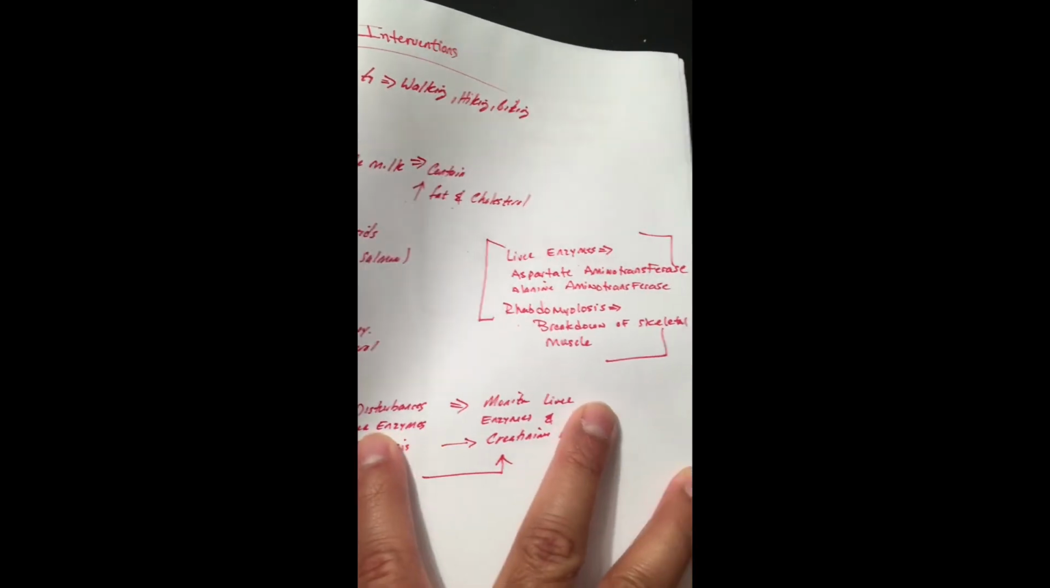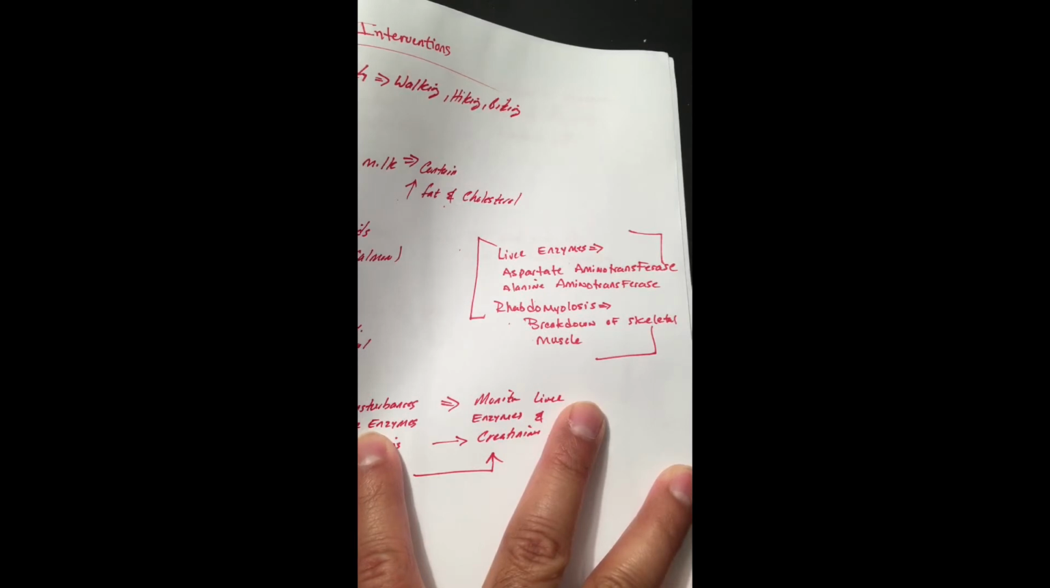And what exactly do you want to look at? Well, the liver enzymes that you want to focus on are aspartate aminotransferase and alanine aminotransferase. Again, if you see elevations in these, that indicates that the liver is becoming affected. So again, you must inform the physician immediately.